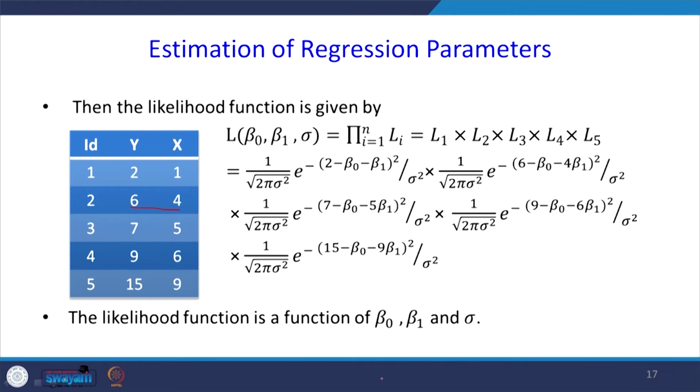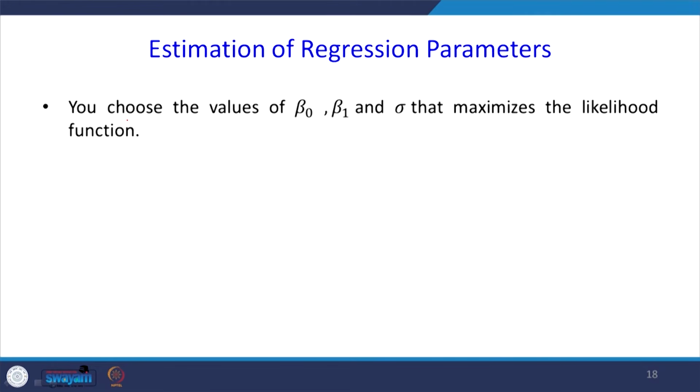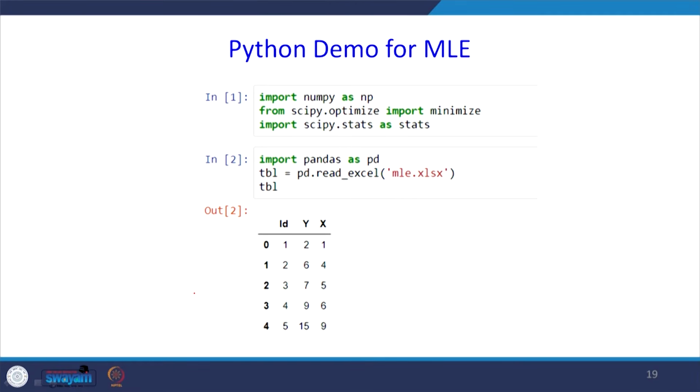Generally, what we have to do is take the log of this, then partially differentiate with respect to beta 0, beta 1 and sigma and equate to 0, and then you will get the estimates of beta 0, beta 1 and sigma. You choose the values of beta 0, beta 1 and sigma that maximize the likelihood function. So, for the same problem, with the help of Python, we are going to estimate beta 0, beta 1 and sigma using the data set we have considered. We will switch to Python. Now, we will see the application of maximum likelihood estimation for a regression equation.